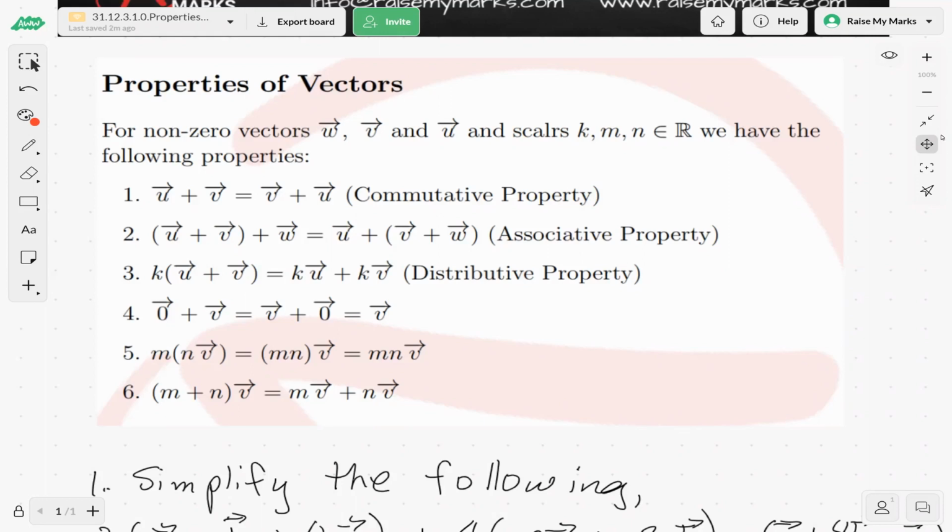Then we have this property. Adding the zero vector to any vector is the same as adding the vector to the zero vector, and that just equals the vector. So the zero vector is like an identity, it doesn't change anything.